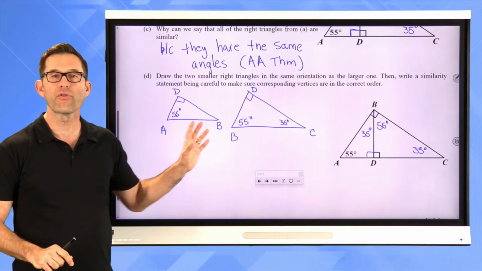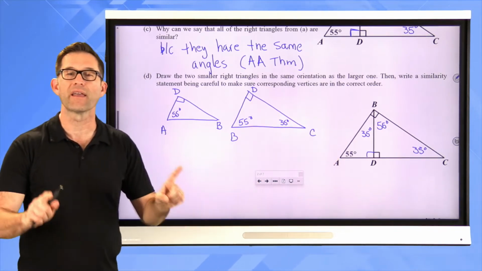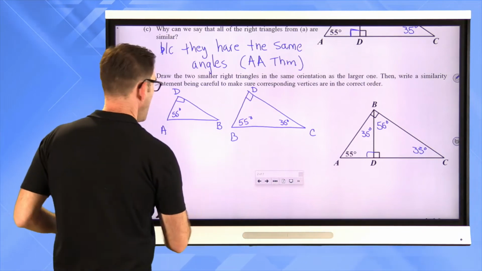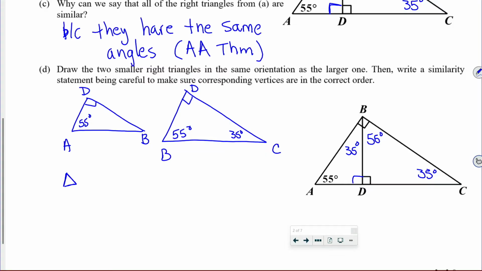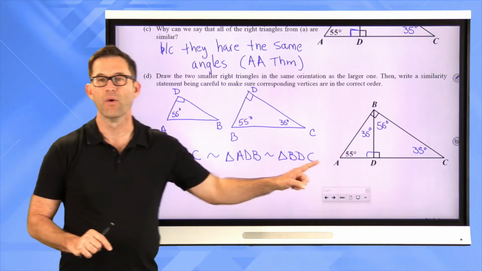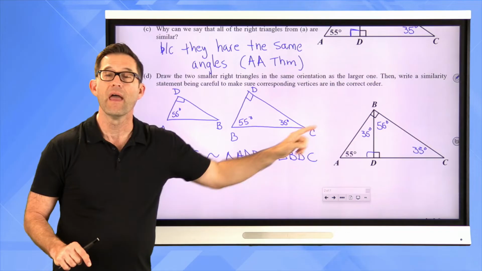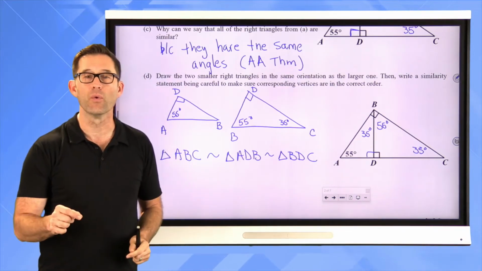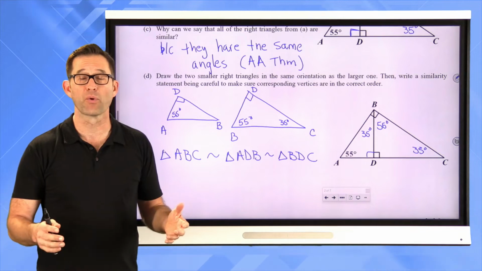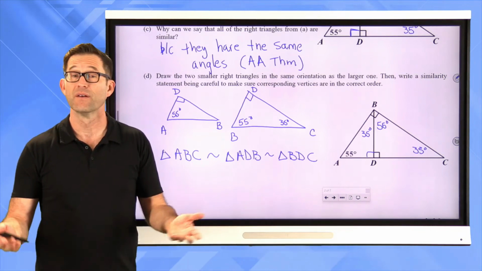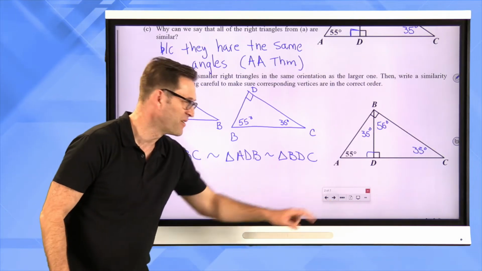So now we've got all three of the triangles oriented in the same way. I can now have a similarity statement. I can say, and I'll start with the big one first, triangle ABC is similar to triangle ADB, which is similar to triangle BDC. ABC, ADB, BDC. And of course, all of this is necessary to be able to do if I'm then to go on and start to set up proportions and solve for side lengths. Guess what we're going to do next? Let's keep going. All right.